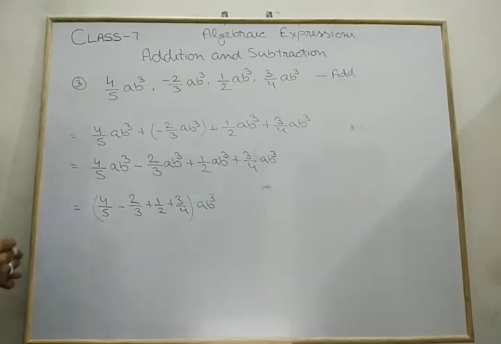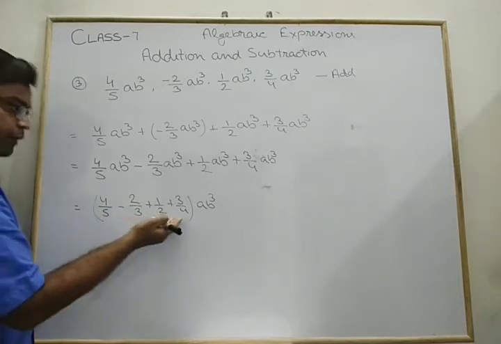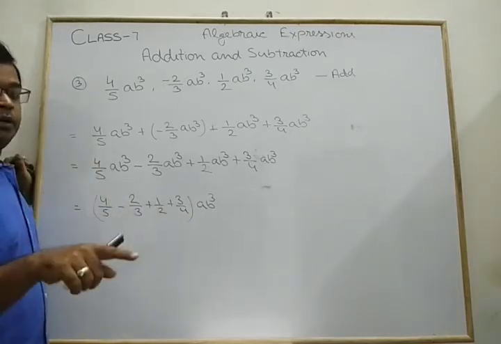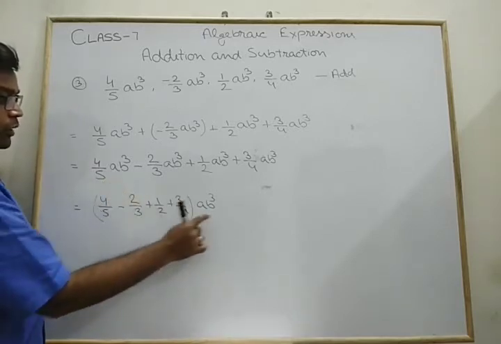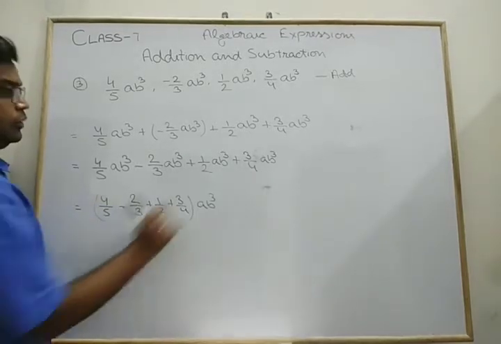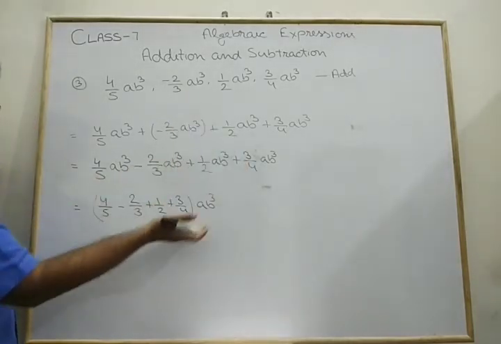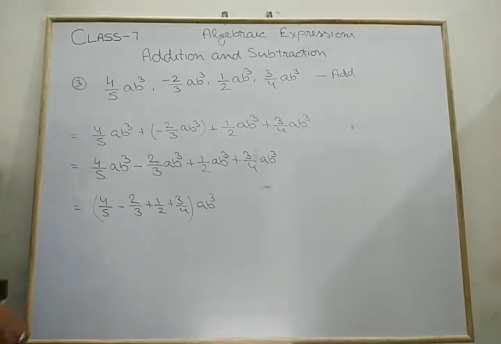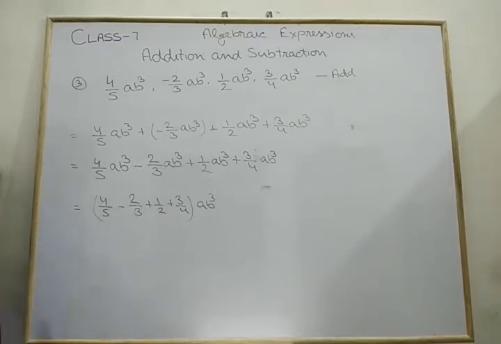Why do we do this? Because if we multiply ab cube into the fractions inside the bracket by using the distributive property of multiplication, what do we have? We have 4 upon 5 ab cube minus 2 upon 3 ab cube plus half ab cube plus 3 upon 4 ab cube. We have the same. Now it's easier for us. We keep the variable part aside and solve the fraction part. In this case we observe that the denominators are different: 3, 2, 4, 5. So in rough, find out the LCM.